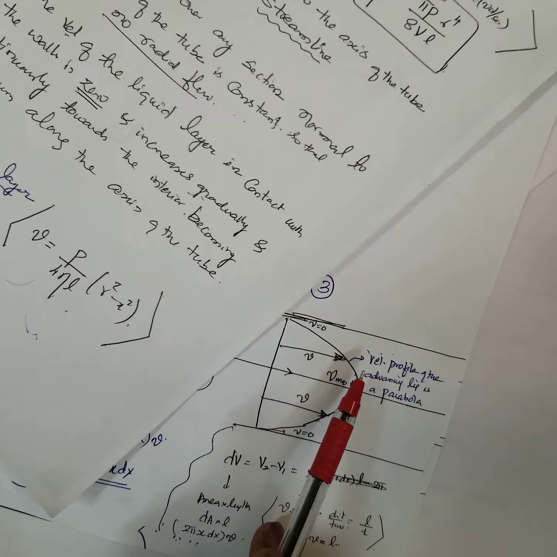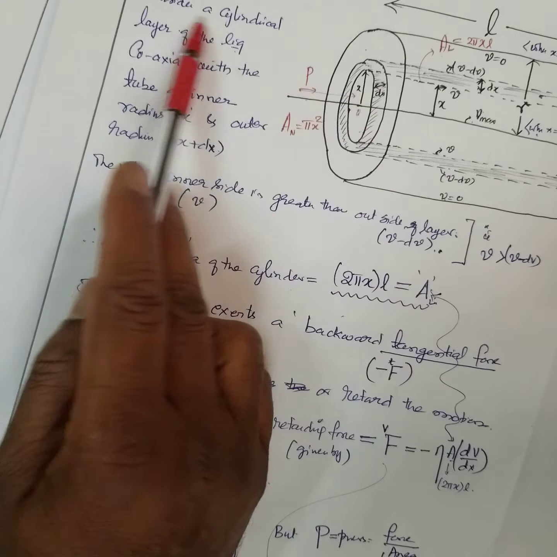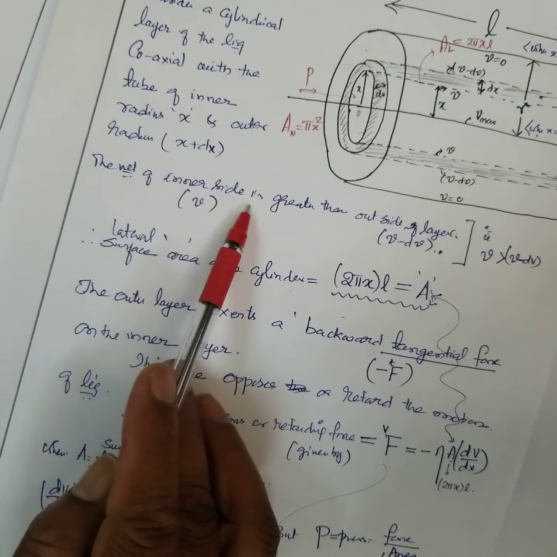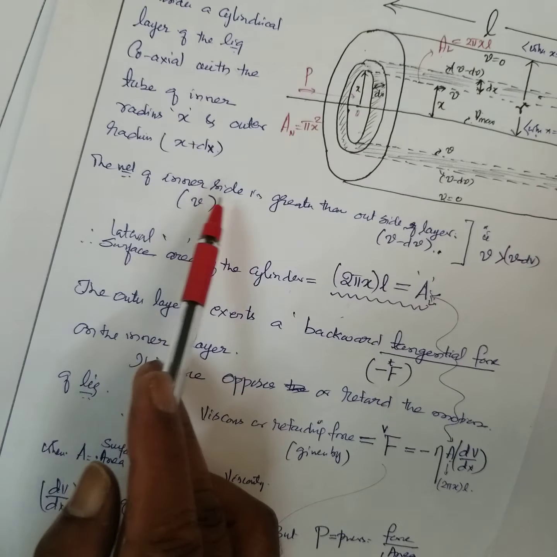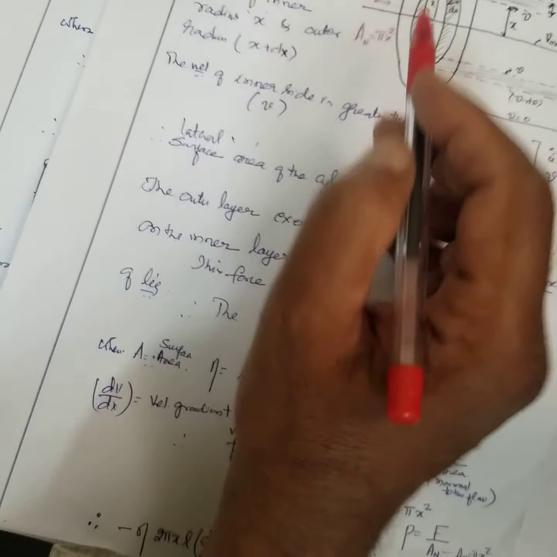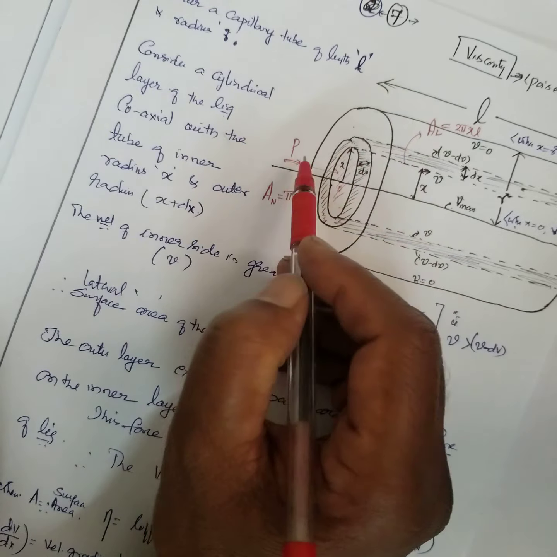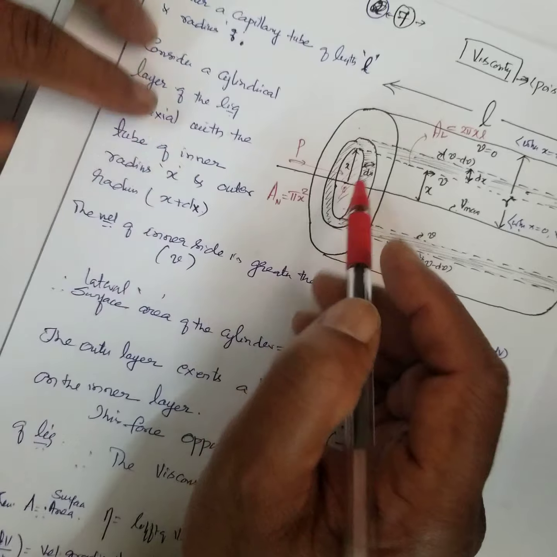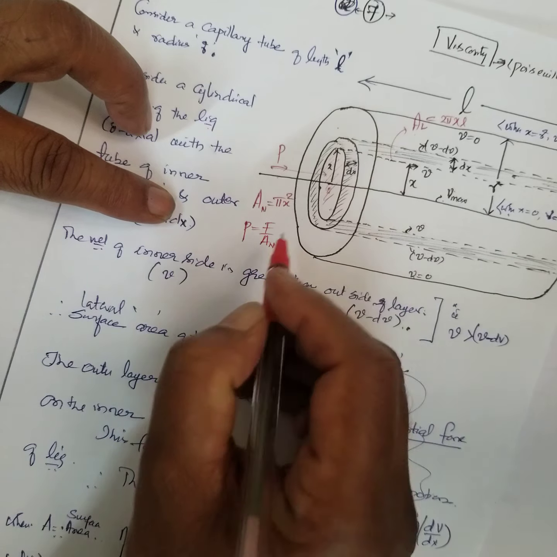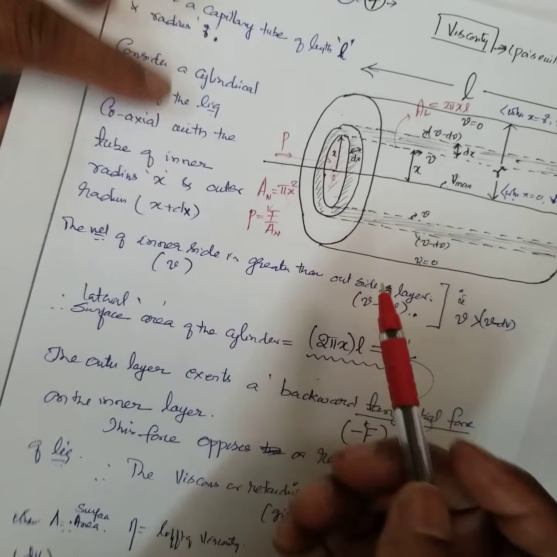Then again, you know how to do this, right? Consider a coaxial cylinder with radii x and x plus dx. The normal area is pi r square. Because of this, pressure is pushing. Pressure is equal to force per unit area normal. Therefore, this force is the viscous force. Normal area is this. That we have done.